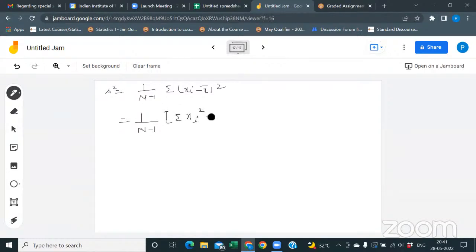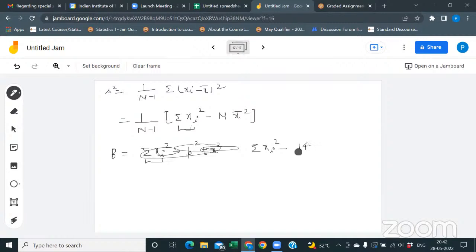Summation of xi square minus n times x bar square, right? You remember this one? Now this is for the old sum of square, right? Now suppose I'm taking b for the new. So it will be summation of xi square minus p square plus x square, p summation xi.